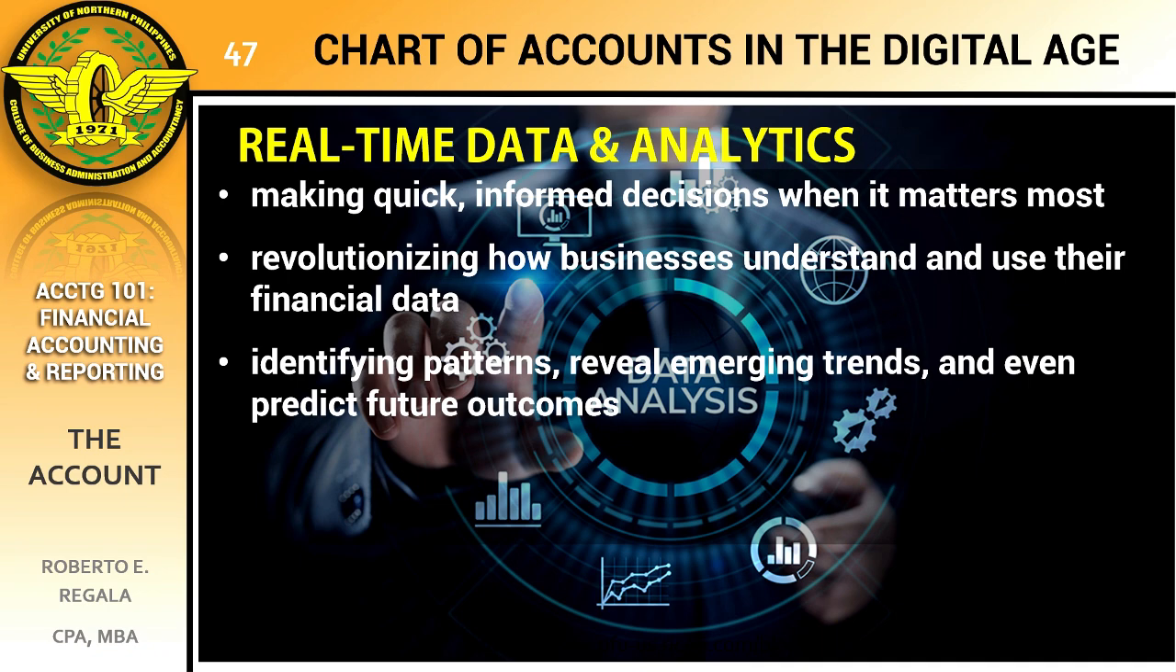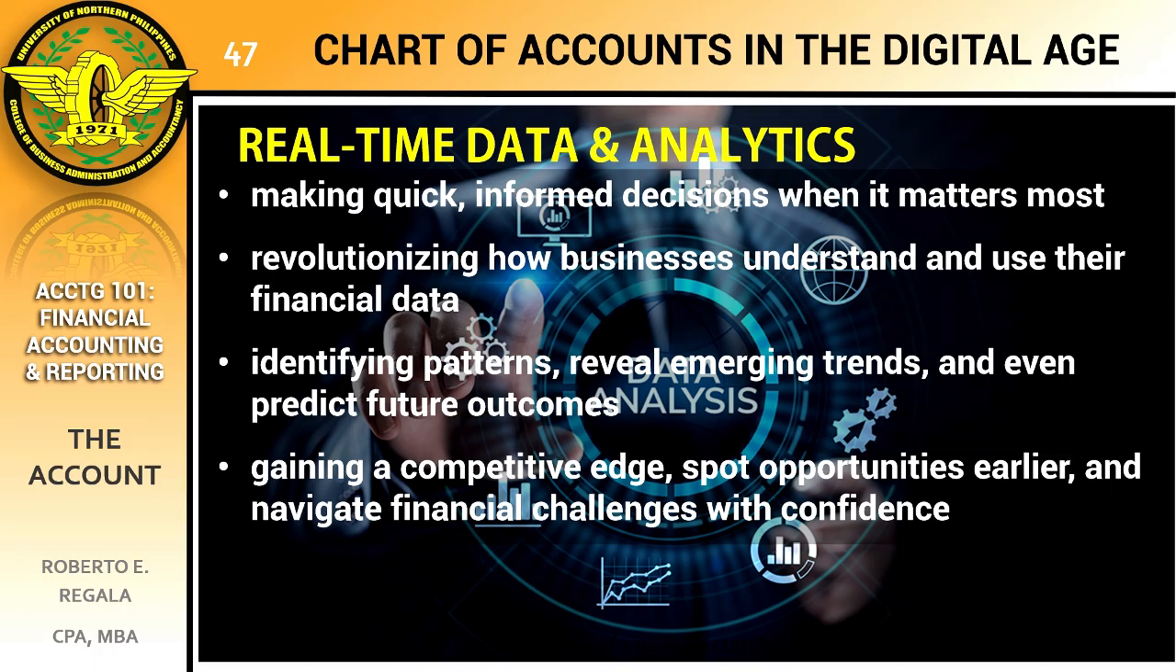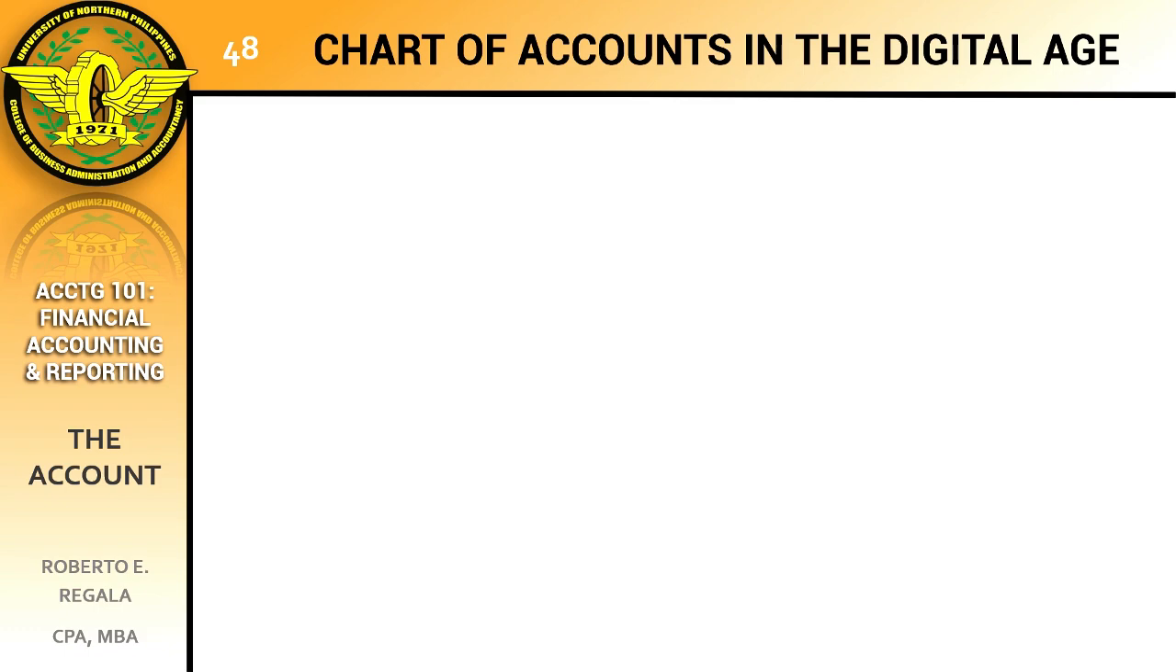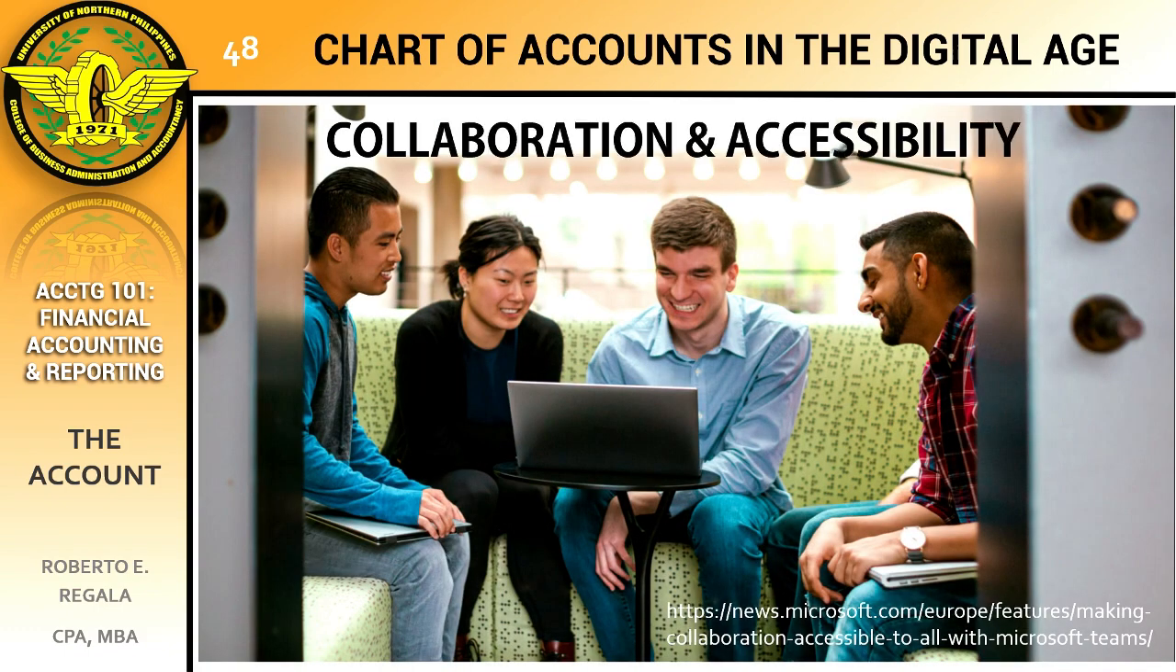For example, AI-driven systems can automatically categorize transactions based on past data, significantly improving accuracy and saving time by reducing the need for tedious manual input. This level of automation allows finance teams to focus on strategic tasks rather than getting bogged down by routine data entry. By harnessing the power of real-time data and sophisticated analytics, businesses can gain a competitive edge, spot opportunities earlier, and navigate financial challenges with confidence.